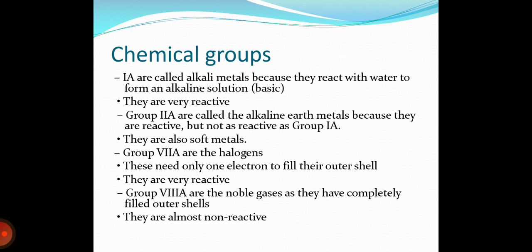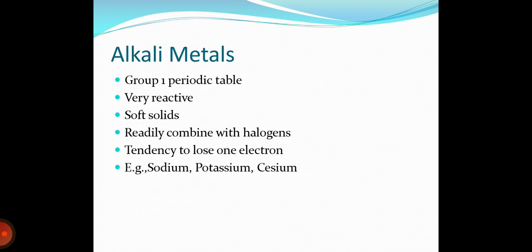Now we discuss alkali metals. These are present in group 1 of the periodic table. These alkali metals are very reactive and are soft solids. They readily combine with halogens. They have a tendency to lose one electron. For example, sodium, potassium, cesium.